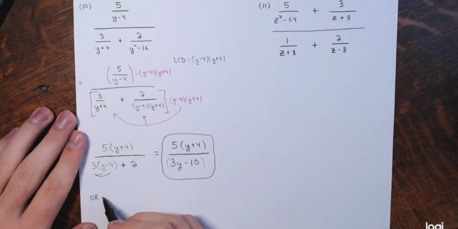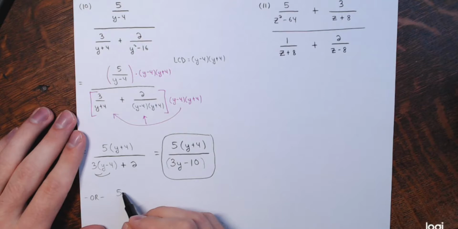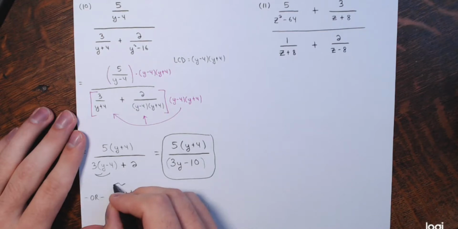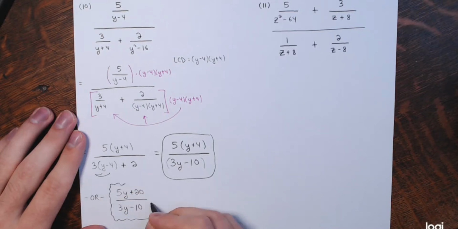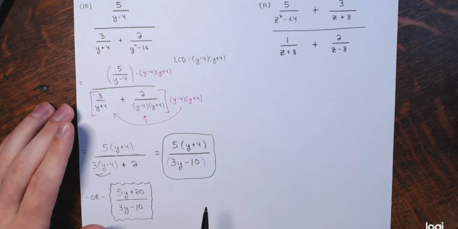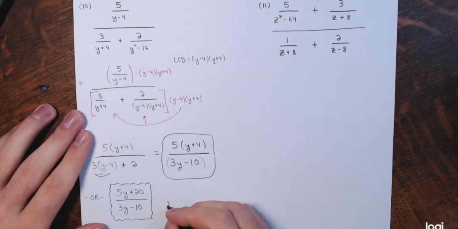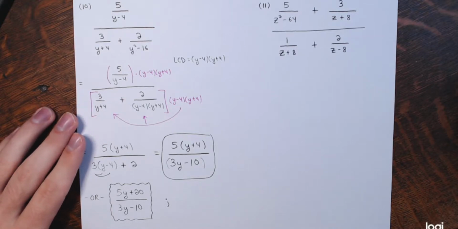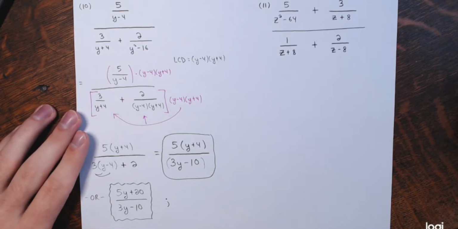Now, once again, you could also multiply things out. The numerator would be 5y plus 20, and the denominator 3y minus 10. This is totally valid as well. Alright, and then as I like to do, in every example where there are variables involved, state the conditions on the variables, the variables that you're not allowed to plug in. And then you could plug in anything else.